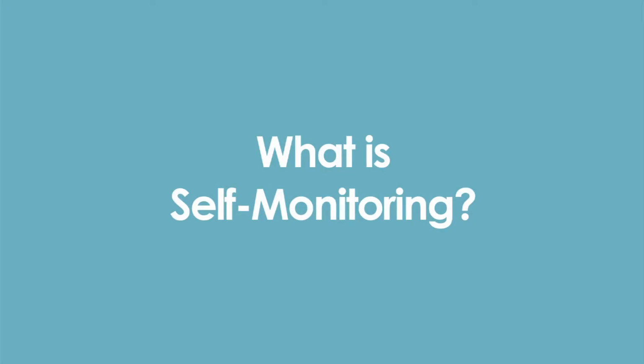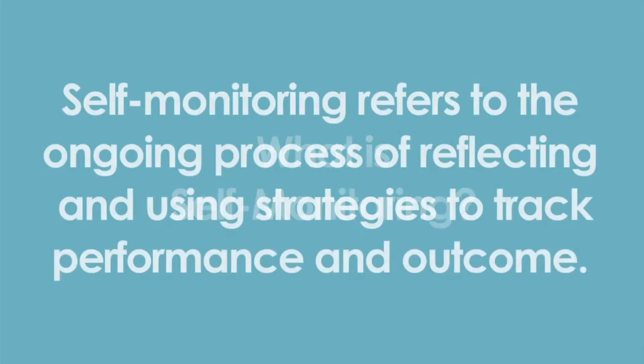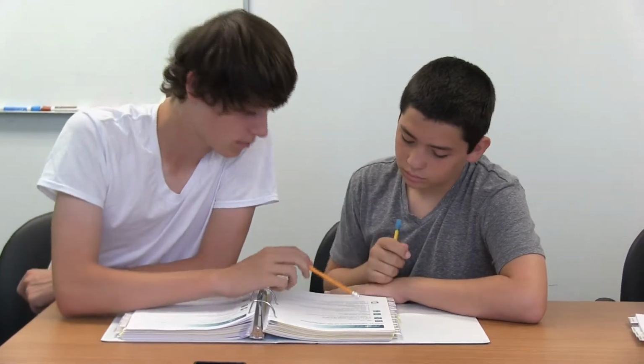First, let's explore the definitions of self-monitoring and self-checking. What is self-monitoring? Self-monitoring refers to the ongoing process of reflecting and using strategies to track performance and outcomes. Self-monitoring strategies allow students to check the effectiveness of their strategies, to evaluate and revise their strategy use, and to continually adjust them according to what the task demands.